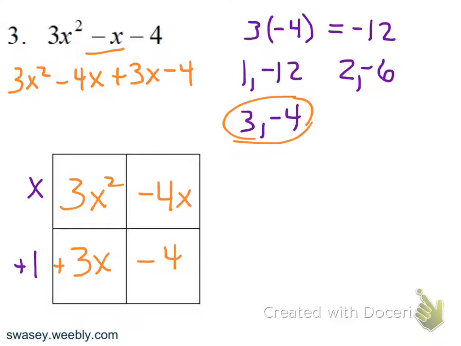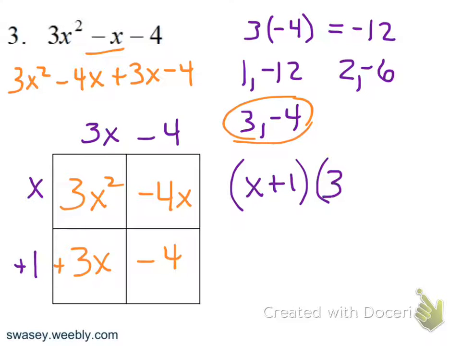3x squared divided by x is 3x. Check it by multiplying for the bottom row. 3x times 1 is 3x. Negative 4x divided by x is negative 4. Negative 4 times 1 is negative 4. So we have the correct factoring, x plus 1, 3x minus 4.